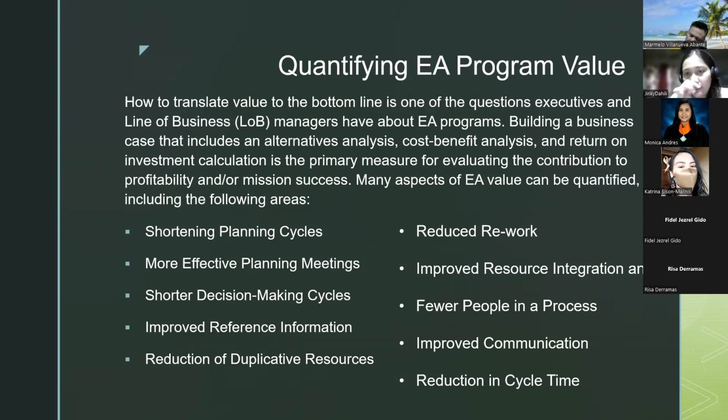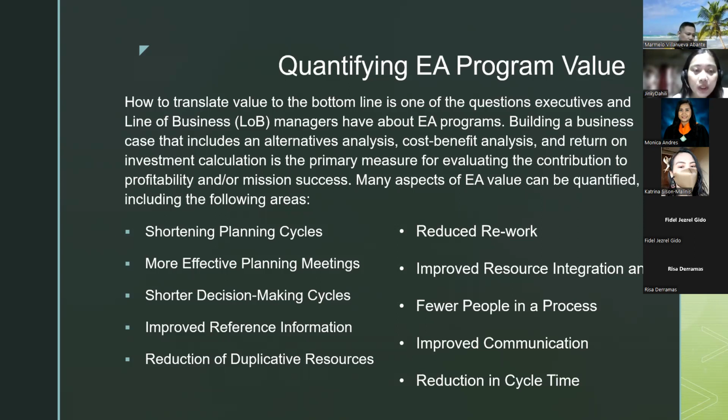So next is the quantifying EA program value. How to translate value to the bottom line? It is one of the questions executive and line of business manager ask. How about EA program? Build a business case that includes an alternative analysis, cost benefits analysis, and return on the investment calculation is the primary measure for evaluating the contribution to profitability and or mission success. Many aspects of EA value can be quantified, including the following areas.